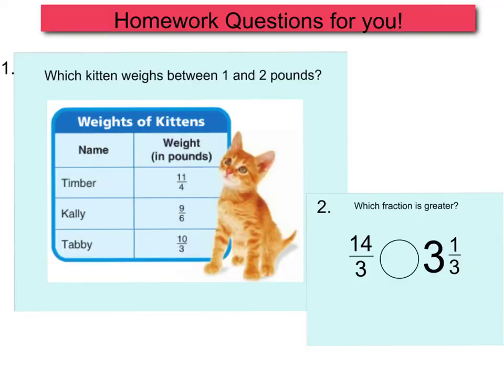So these will be your 2 homework questions for tonight. I want you to look at this table that says which kitten weighs between 1 and 2 pounds. Timber weighs 11/4, Callie weighs 9/6, and Tabby weighs 10/3. If you convert those into mixed numbers, you would know which kitten weighs between 1 and 2 pounds. Question number 2, I want you to tell me which fraction is greater. Would it be 14/3 or 3 1/3?